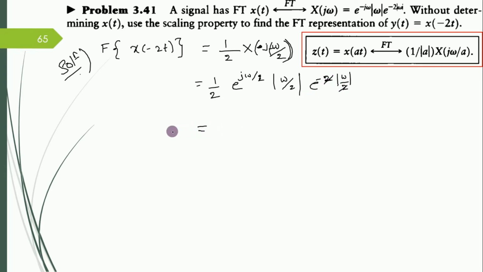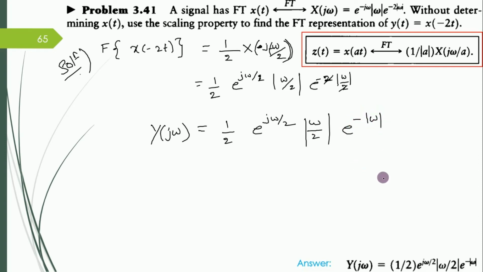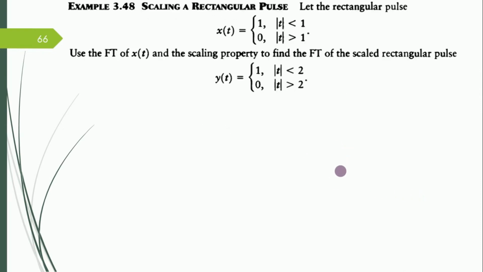So hence you get the answer as Y of j omega as 1 by 2 e raised to j omega by 2, omega by 2 mod, e raised to minus mod omega. That's it. This is your answer. Okay, how simple it is using the property of scaling.